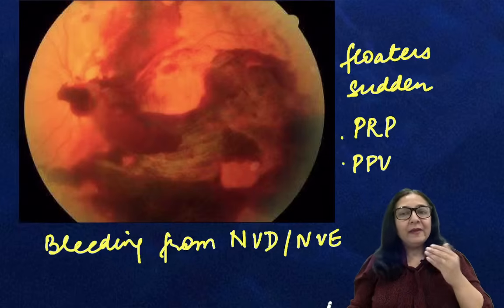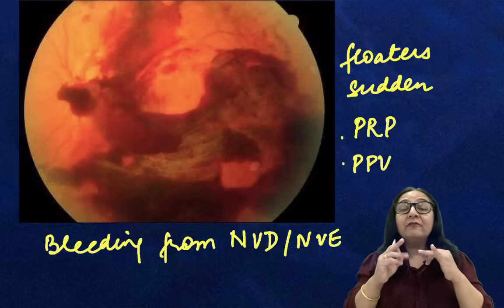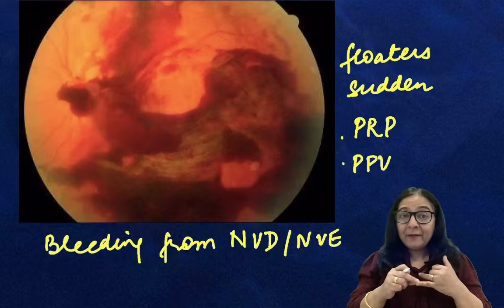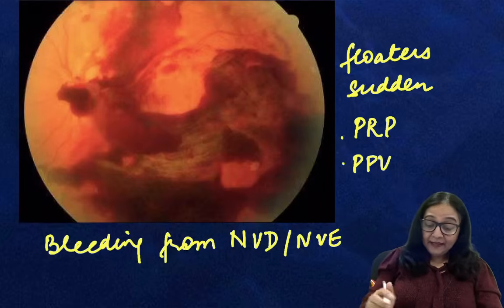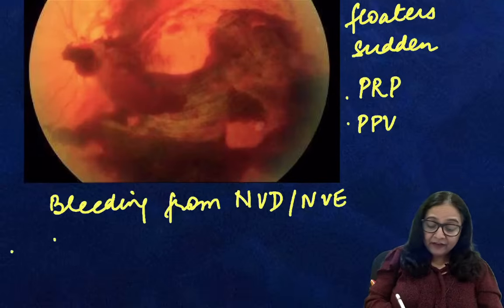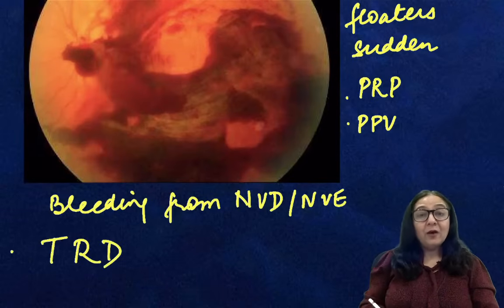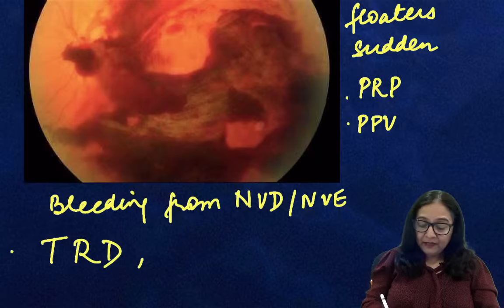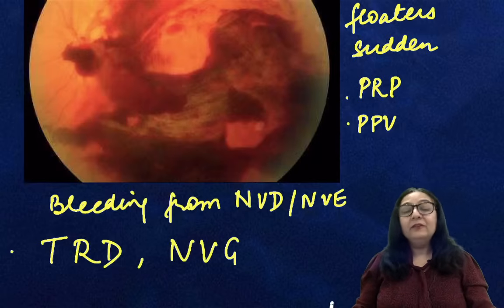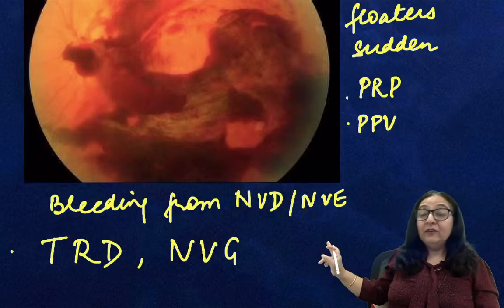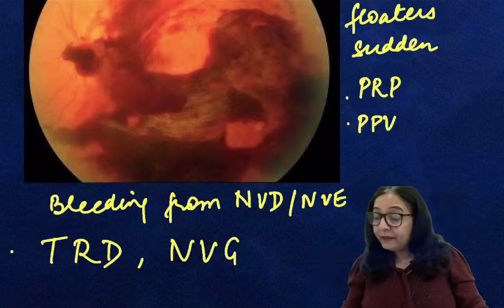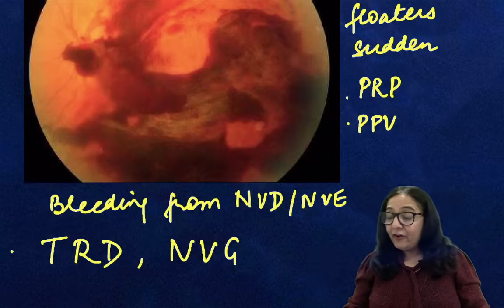Now, if you want to quickly revise the complications of advanced proliferative diabetic retinopathy, it can cause vitreous hemorrhage like this. Then it can also cause tractional retinal detachment, okay, and of course neovascular glaucoma. When there is neovascularization of the iris and the angle of the anterior chamber, there will be NVG or neovascular glaucoma. Okay. No, there will be no curtain fall in vitreous hemorrhage.